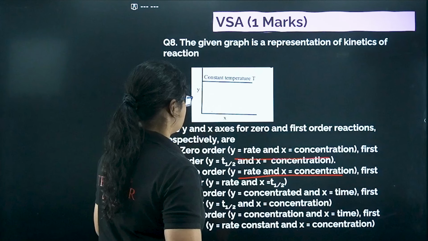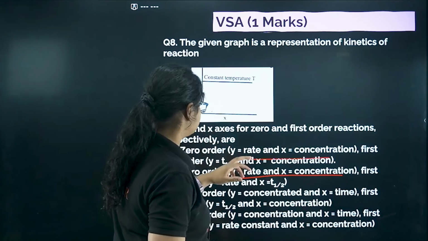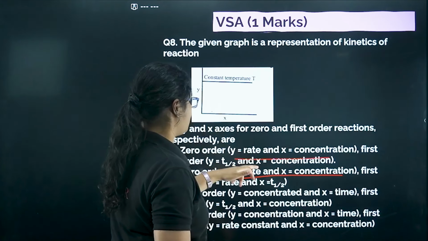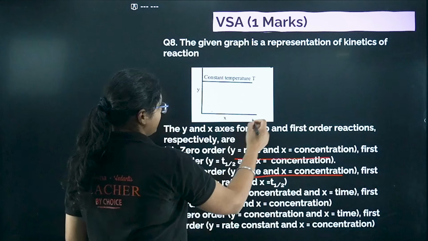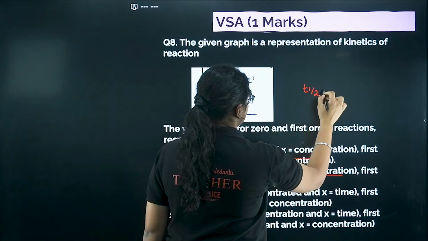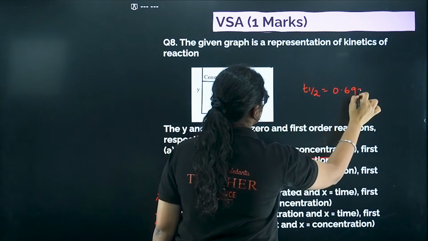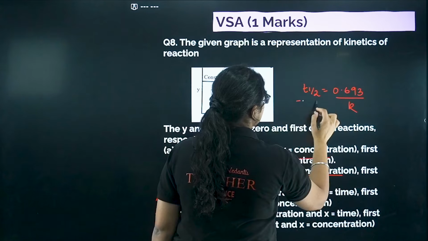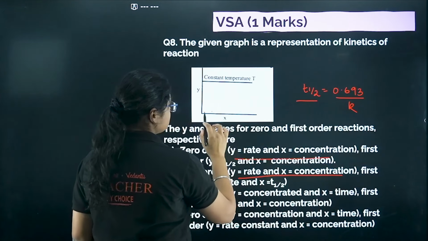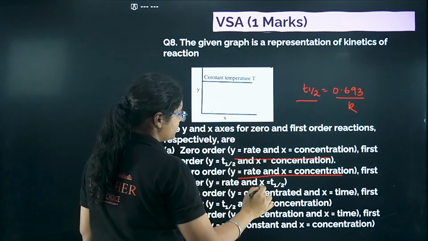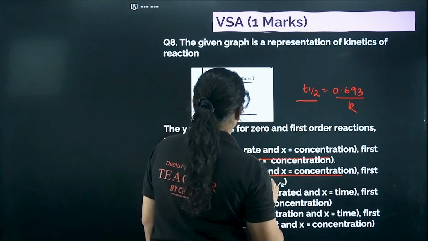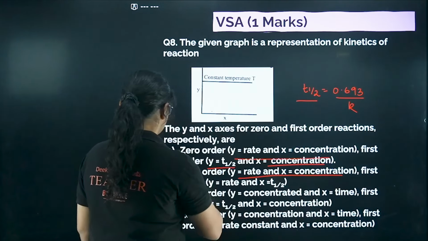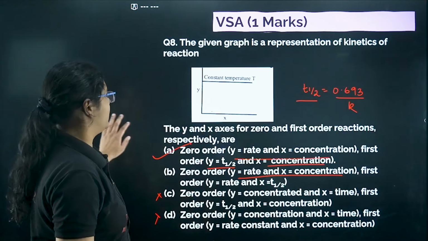Now for first order reaction, y is equal to T half and x is concentration. Yes, definitely. For first order reaction, you know T half is equal to 0.693 by K, means T half does not depend on concentration. So with concentration, it will remain constant. So y is equal to T half and x is equal to concentration. That is option number A here.